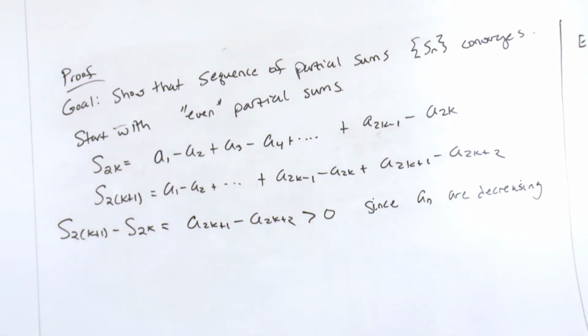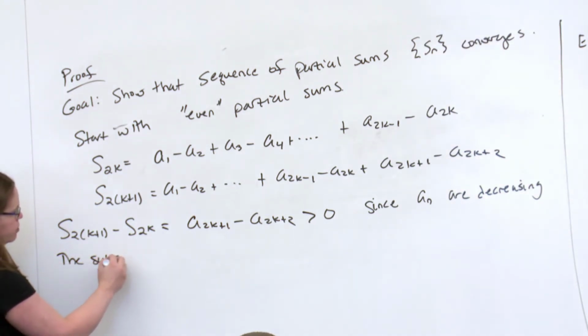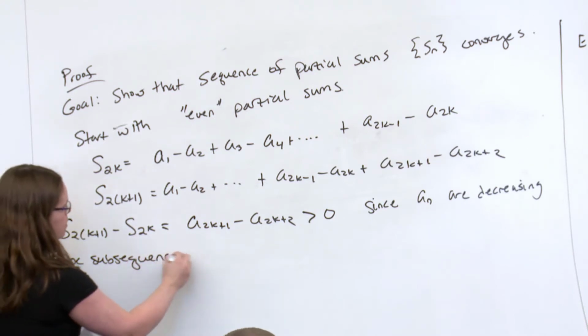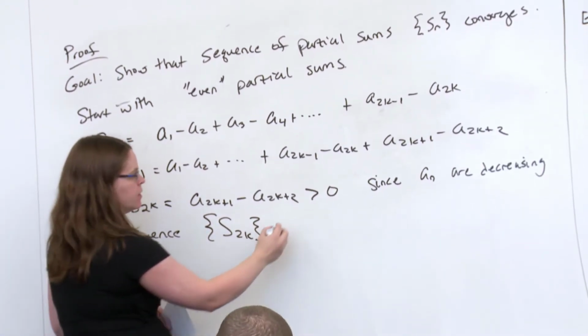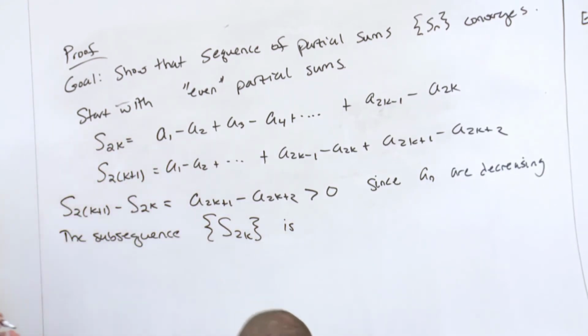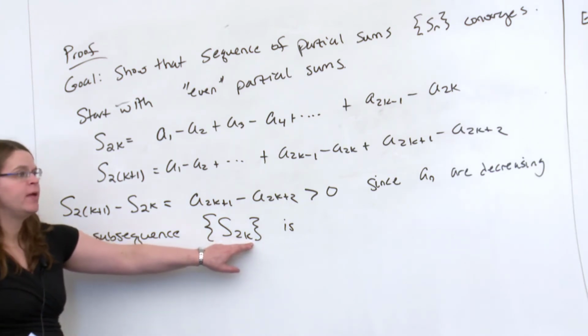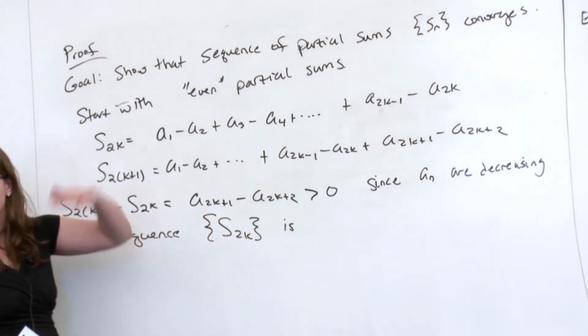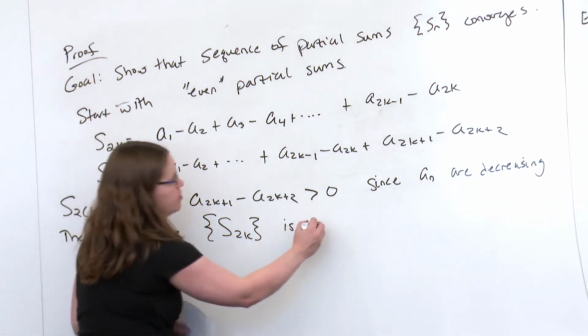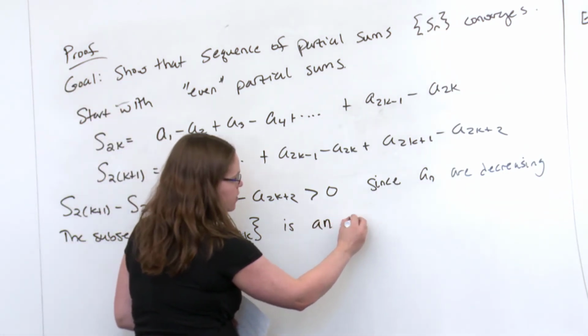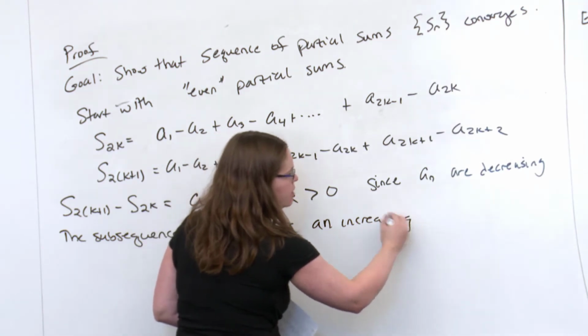So indeed, the second one is bigger. Okay? So if we look at the sequence S2k, this is going to be an increasing sequence, right? If we replace k with k plus 1, the value gets bigger. Replace it with k plus 2, the value gets bigger again. So this is an increasing sequence. It's monotonic.